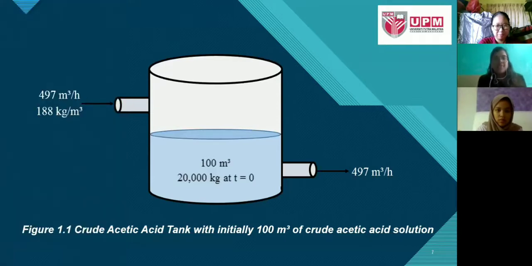Thank you, Shujia. This is Figure 1.1 that Shujia explained a while ago in her question. As you can see in this slide, the crude acetic acid tank has a volume flow rate of 497 m³ per hour entering it, and also 497 m³ per hour leaving the crude acetic acid tank. So for the next slide.